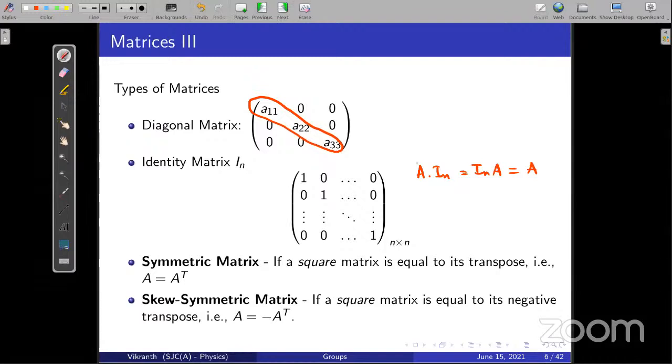There are also symmetric matrices and skew symmetric matrices. It's just where if you exchange the rows and the columns, you get back either the same matrix, then it's a symmetric one, or if you get the negative, then it's a skew symmetric one.